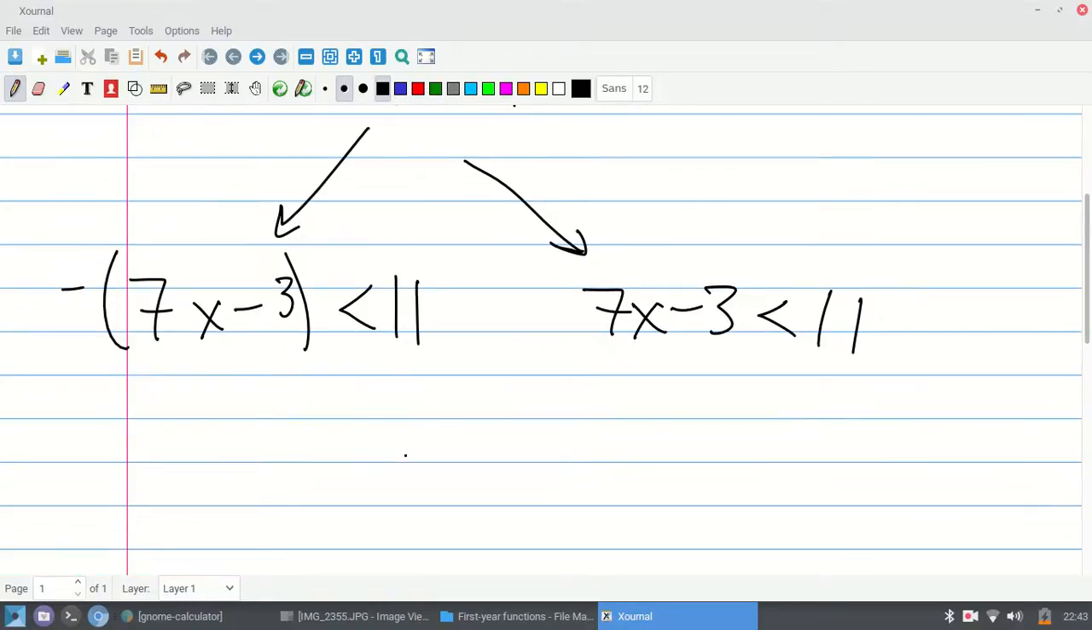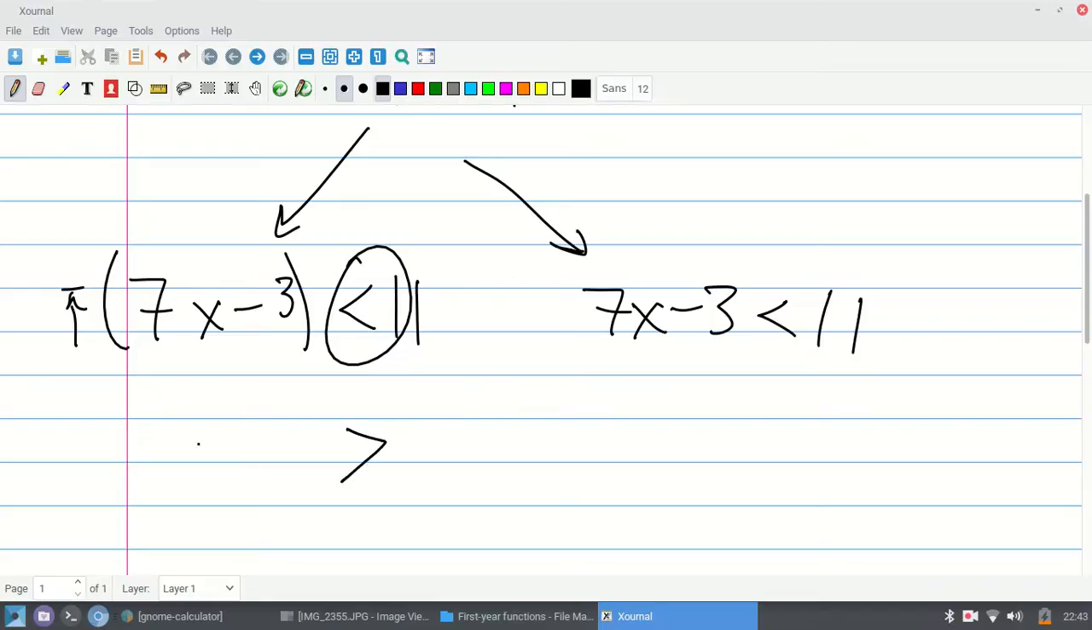So I've got to solve for these two separate inequalities. Treat it like an equation. There's only one difference here, right? I'm going to multiply both sides by negative 1 in this inequality. When you do that with an inequality, this sign has to reverse, right? So I'm going to do that right now.